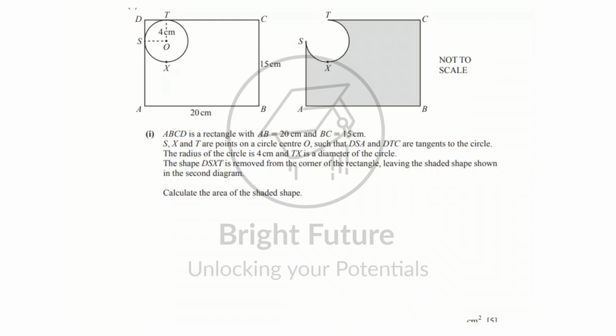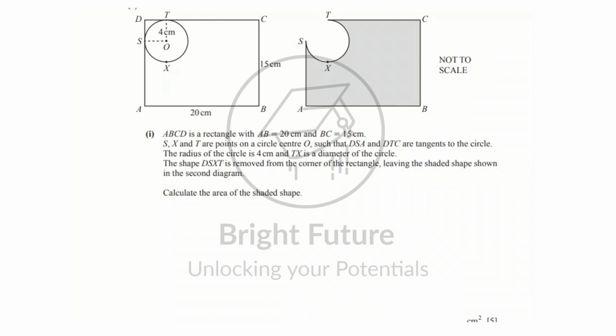This is an interesting sum. A rectangle is given to us. ABCD is a rectangle with AB 20 centimeter and BC 15 centimeter. Now S, X and T are points on the circle center O such that DSA and DTC are tangents to the circle. The radius of the circle is 4 and TX is the diameter of the circle.